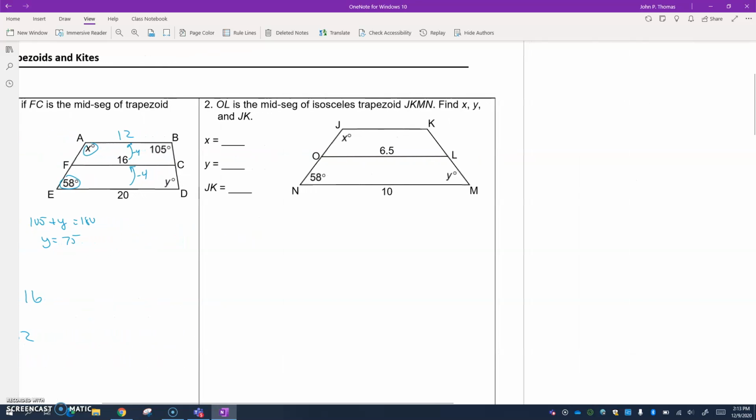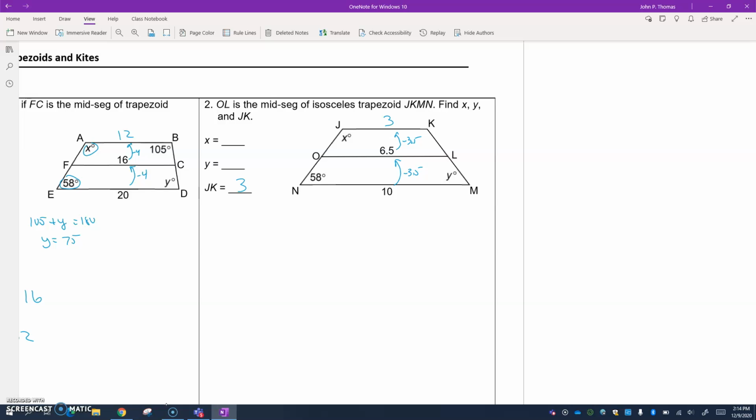If I go on to number 2, it says OL is the mid-segment of isosceles trapezoid JKMN, find XY and JK. Now after that last one, hopefully you're saying, oh, JK is going to be the easiest. So I'm going from 10 to 6.5. That's subtracting 3.5. Moving down by 3.5, so I'm going to move down by 3.5 again, and that takes me to 3.